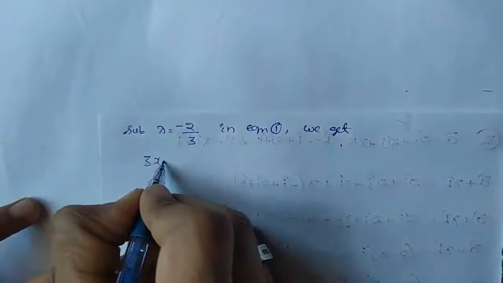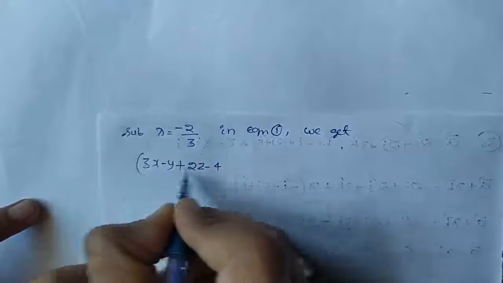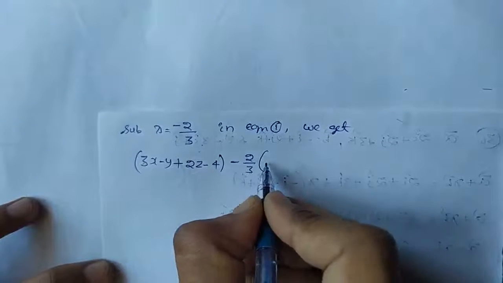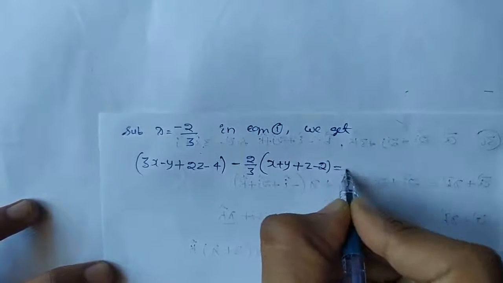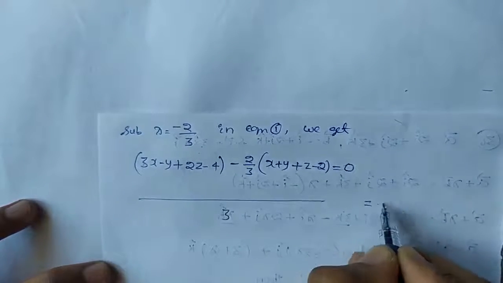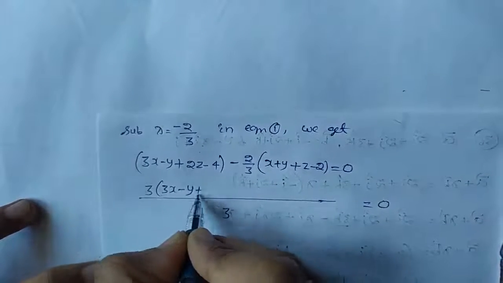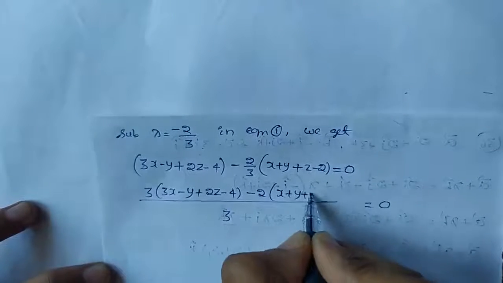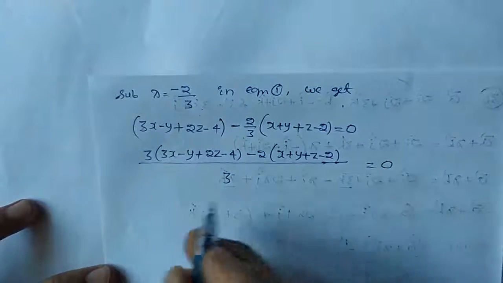3x, see equation number 1, in the first step of this solution, 2z minus 4 plus lambda. So minus 2 by 3, lambda value is minus 2 by 3, minus 2 by 3 into x plus y plus z minus 2 equals 0. Now the LCM is 3. 3 into 3x minus y plus 2z minus 4 minus 2 into x plus y plus z minus 2. Take this 3 to the right, that will be 0 into 3.